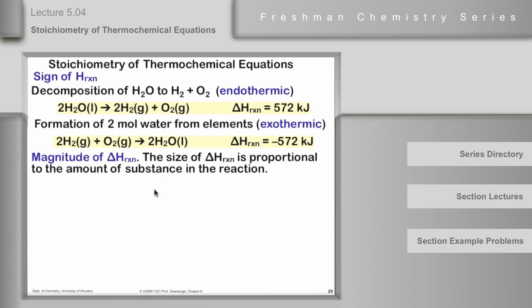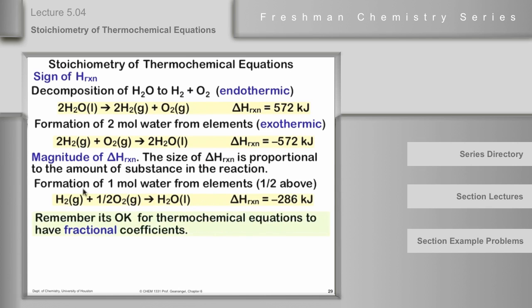So the magnitude of delta H reaction is proportional to the number of moles, and for what bonds are being broken and formed. If we took this equation and we form 1 mole of water, half of this, then our delta H would be half of it. Okay? So this would be H2 plus 1/2 O2 goes to H2O. If the H2O comes out in the liquid form, the delta H reaction is half of 572, negative 286. Now, if you notice this, there's a 1/2 here. This is one of the few places where it's okay to have fractional coefficients. In Chapter 6, we can use fractional coefficients.